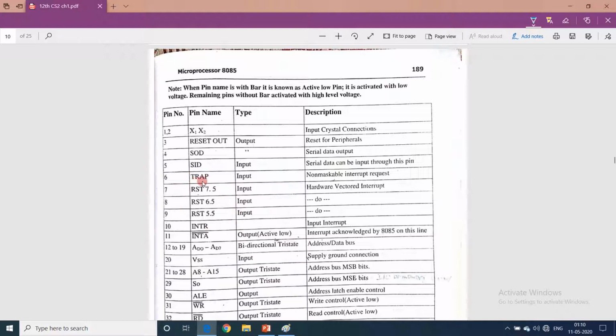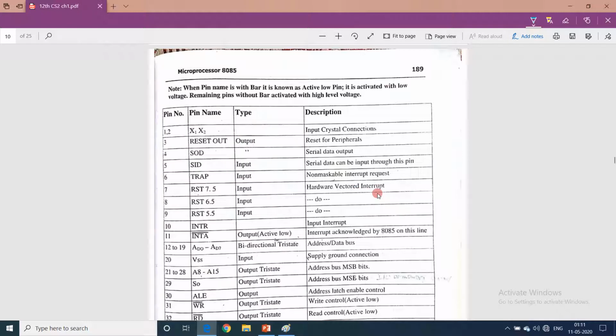Okay. Maskable and non-maskable. Maskable means the interrupt can be ignored, disabled. Non-maskable means the interrupt cannot be ignored, cannot be disabled. So TRAP is the only interrupt which is non-maskable. We cannot ignore it. The processor cannot disable it.